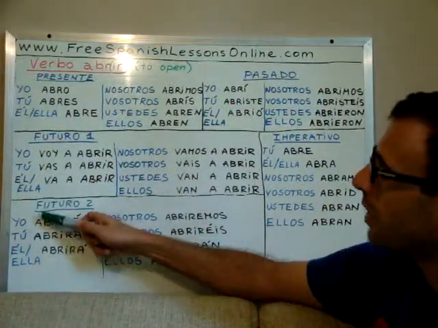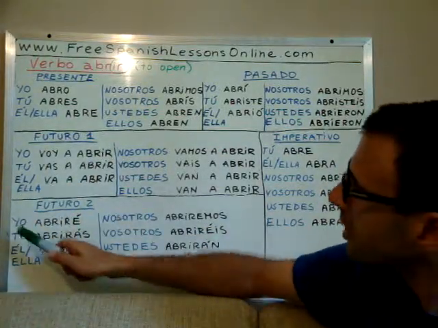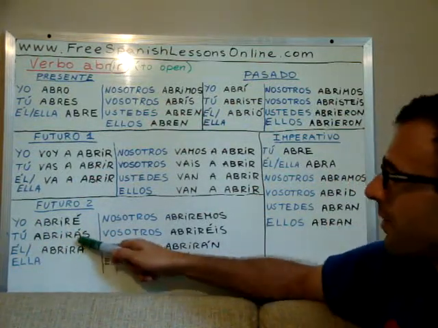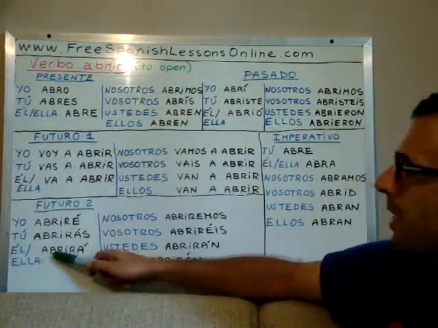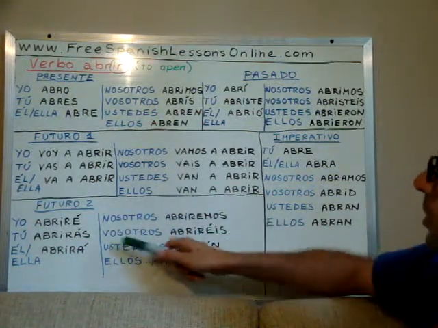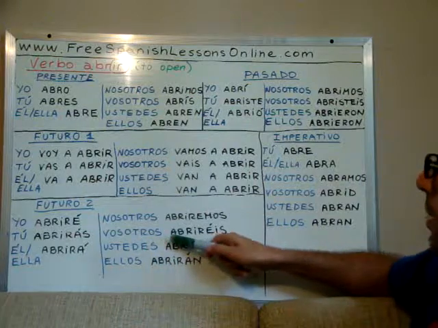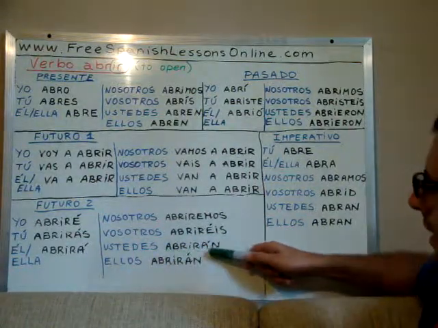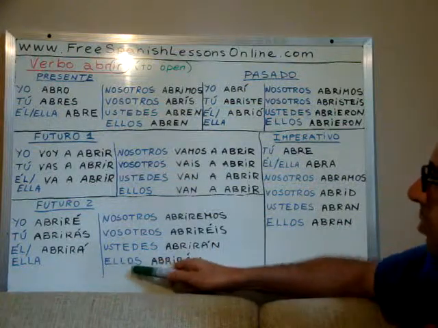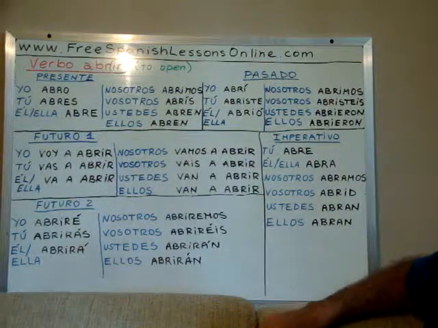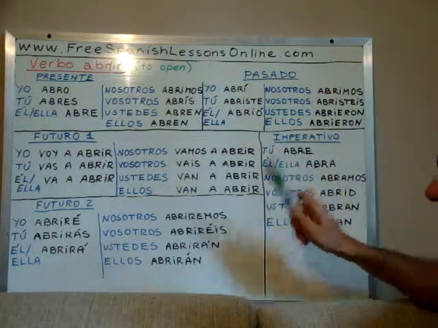Let's use the other future tense. Yo abriré, tú abrirás, él abrirá, nosotros abriremos, vosotros abriréis, ustedes abrirán, ellos abrirán. Okay? Let's do the imperative now. Imperativo.